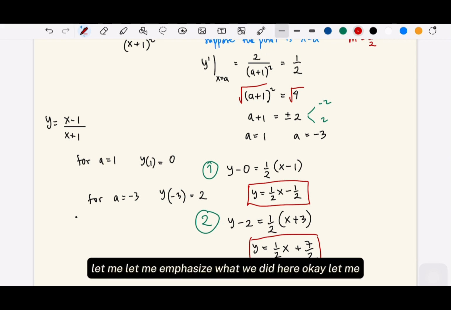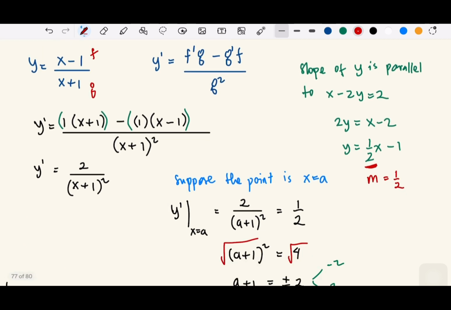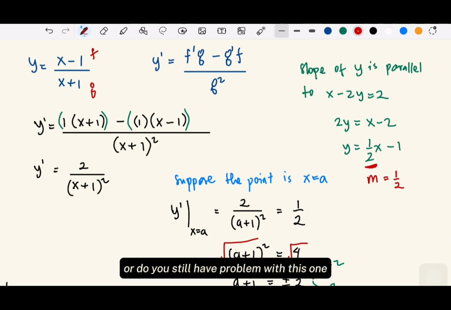Okay, let me emphasize what we did here. Let me reprocess what happened in the process. The first one, I think it's okay, right? We find the first derivative, no problem here, right? Or do you still have a problem with finding the first derivative? Okay, no raised hands, so it means we're done here. Now the second one is from the parallel line. So from the parallel line, we get the slope. And the question says that the slope is parallel, which means they have the same slope.